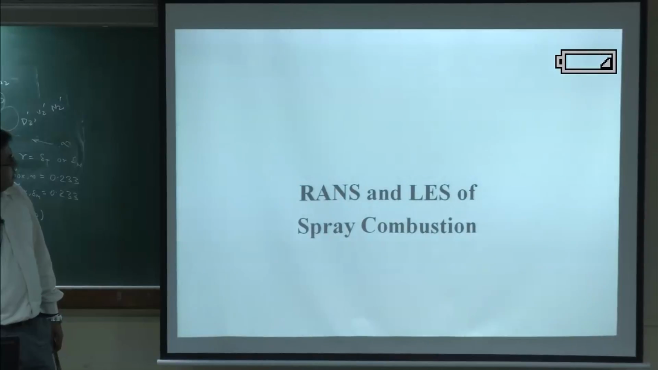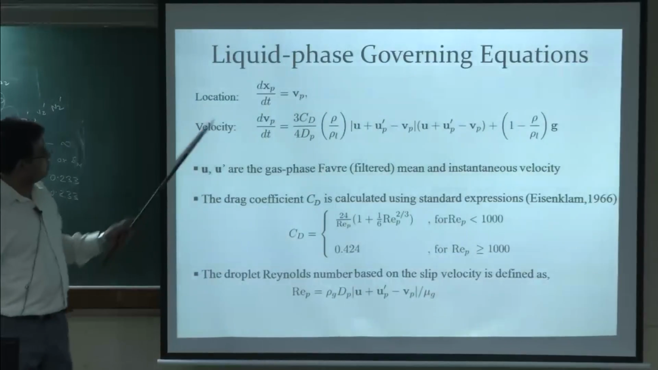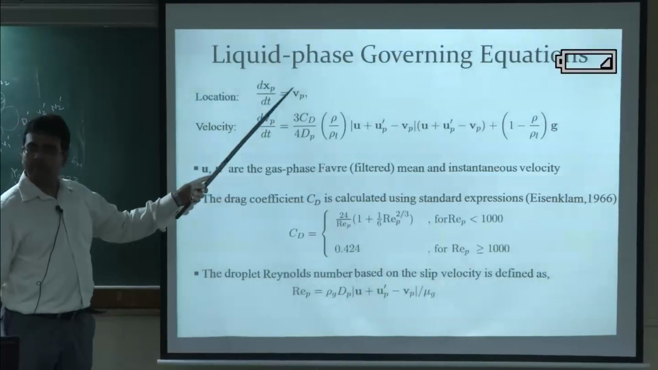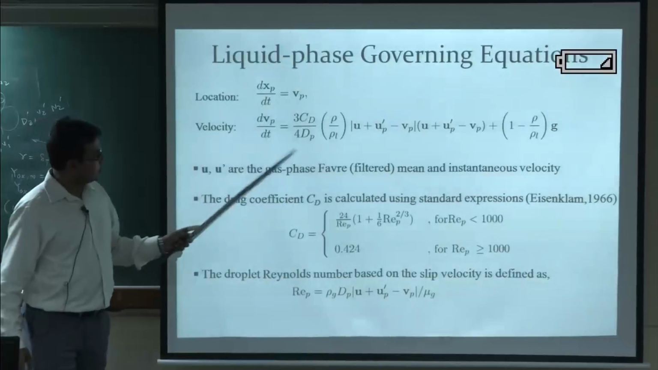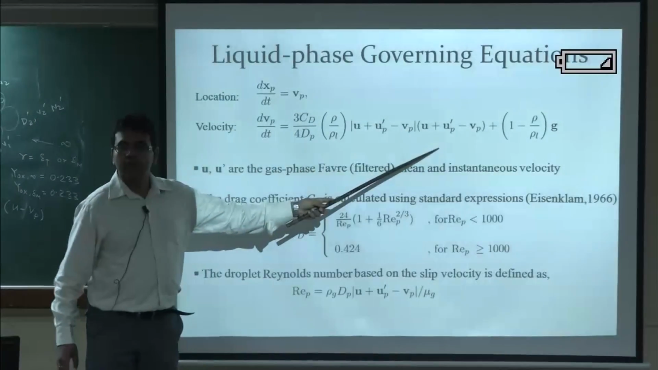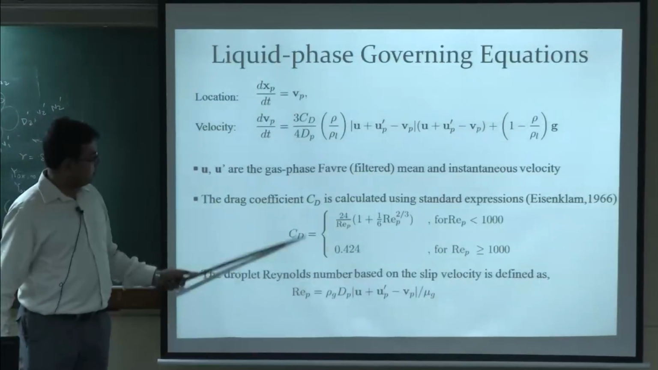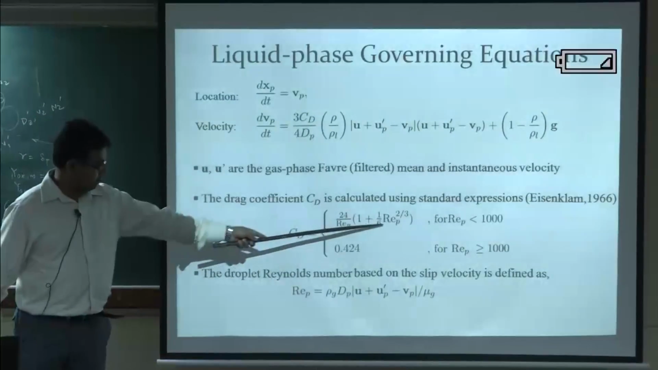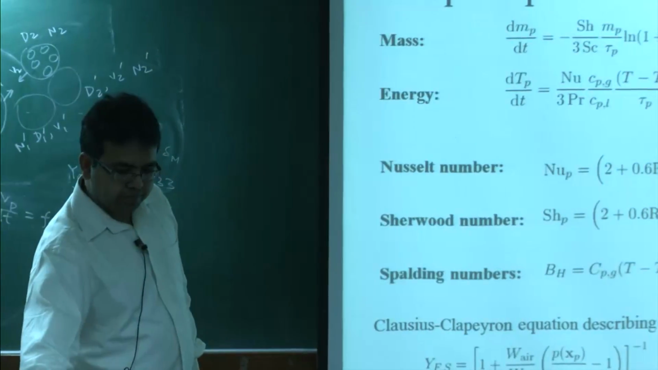Now I will come to the RANS and LES of spray combustion. These are the governing equations for the liquid droplets. First we have the change in droplet location, dx/dt equal to v, right, and the change in droplet velocity. This is Vp, the droplet velocity, this is the drag force, and then the gravity. And the CD we know how to model, and then we have the droplet Reynolds number. That will basically come here, and we can calculate the droplet drag coefficient, right.